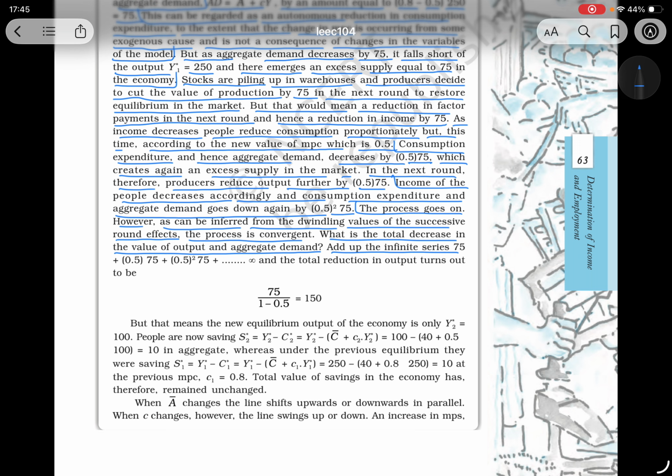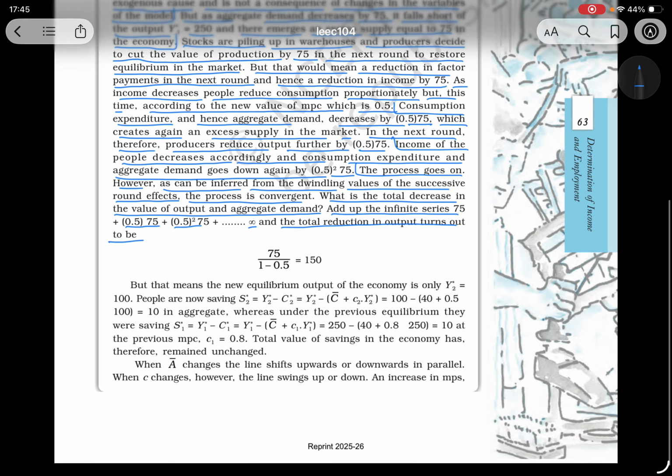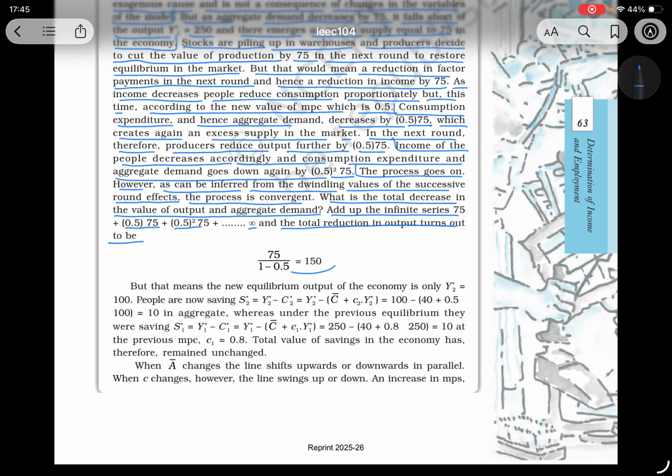Add up the infinite series 75 plus 0.5 × 75 plus 0.5² × 75 plus so on to infinity, and the total reduction in output turns out to be 75 divided by 1 minus 0.5, which equals 150. But that means the new equilibrium output of the economy is only Y2* equals 100. People are now saving S2* = Y2* minus C2* = Y2* minus (C' plus C2 × Y2*) = 100 minus (40 plus 0.5 × 100) = 10 in aggregate.